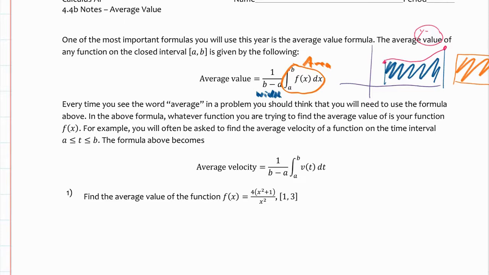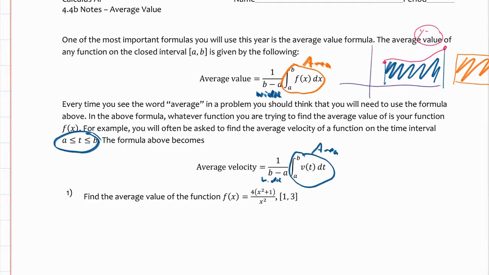In the formula itself, whatever function you're trying to find the average value of is your f of x. And you're often asked to find the average value of a function on a time interval, meaning over a given period of time, where time is the variable between your two extremes. For instance, this is a formula for average velocity. The average velocity on a particular time is the integral of the velocity curve on that closed interval divided by the width. In other words, it's an area divided by a width.